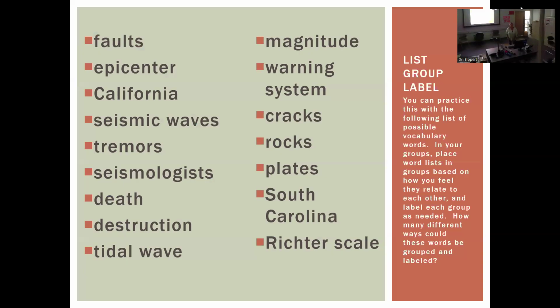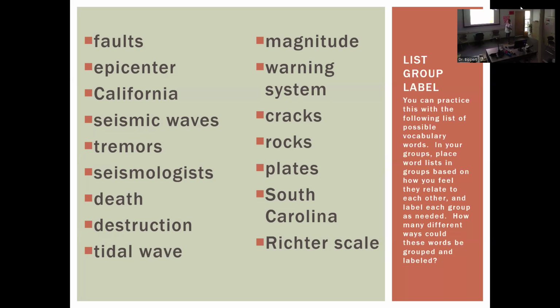So here would be an example of a lot of words. Would I use all these words in list group label? Maybe, maybe not. That's a lot of words, but this would be a good example of let's make connections between these words and create groups. You can see that I've got words like faults, epicenter, plates. Those are going to probably go together, right? Because those are features of the earth.